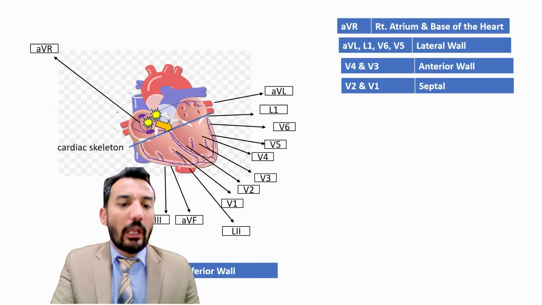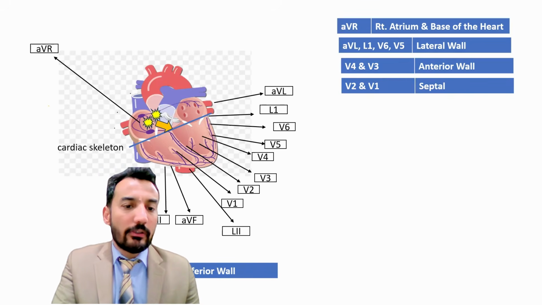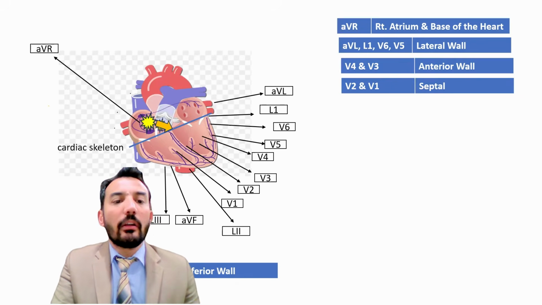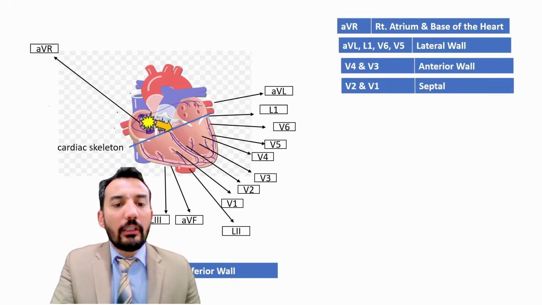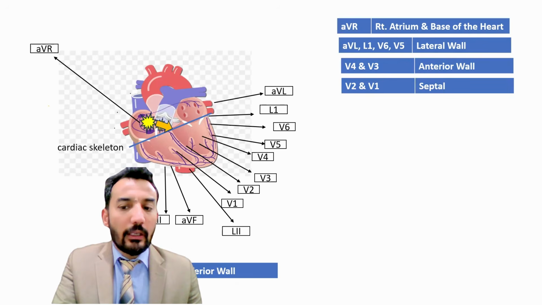When this sinoatrial node generates an impulse, this impulse travels all over the atria, and the atria undergo depolarization, and due to its electrical depolarization, it contracts and the blood is pushed into the ventricle. Now, as a result of atrial depolarization, we get a P wave in the ECG trace.